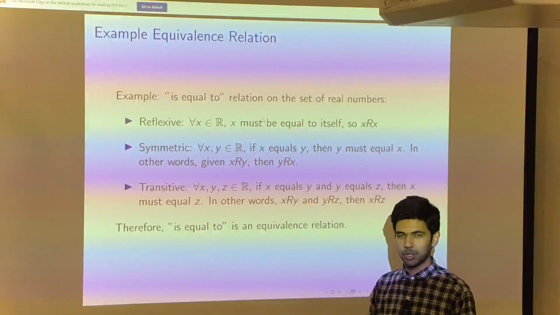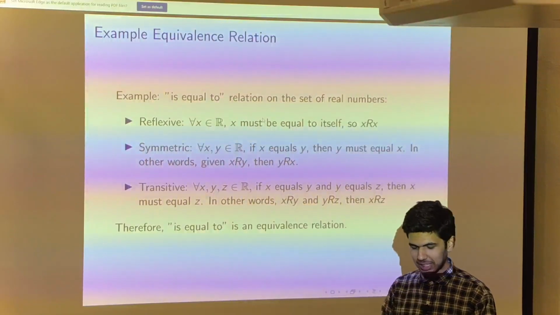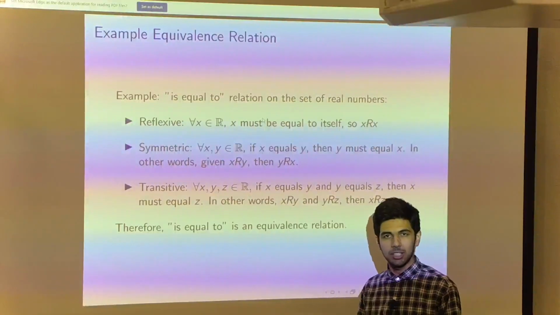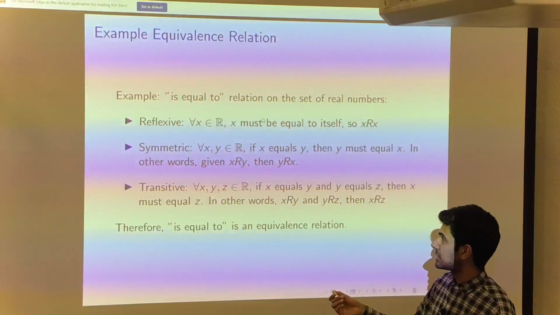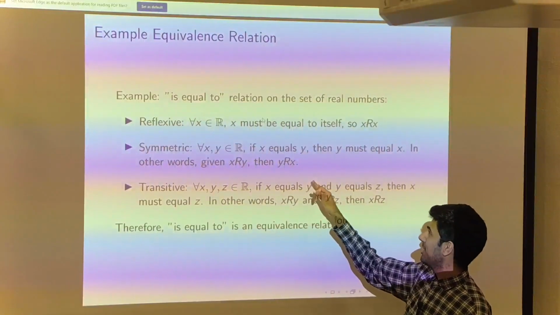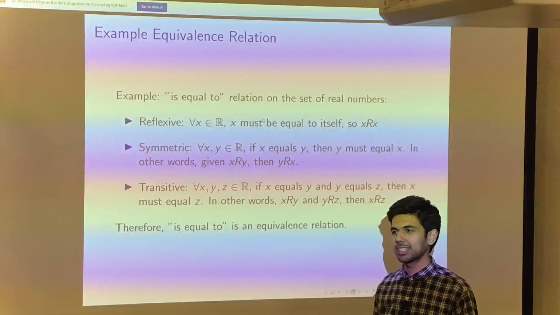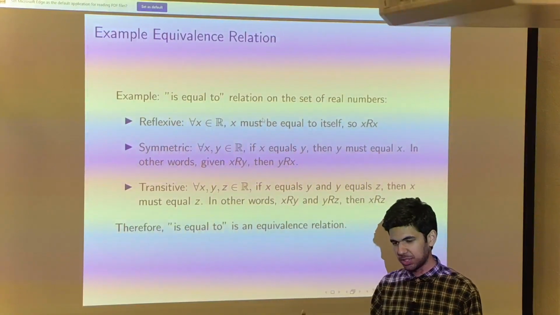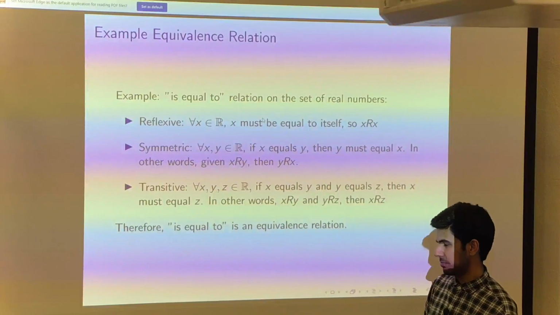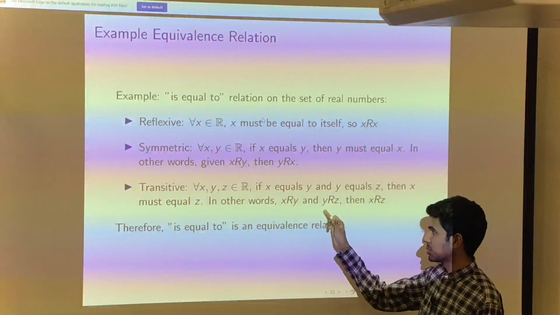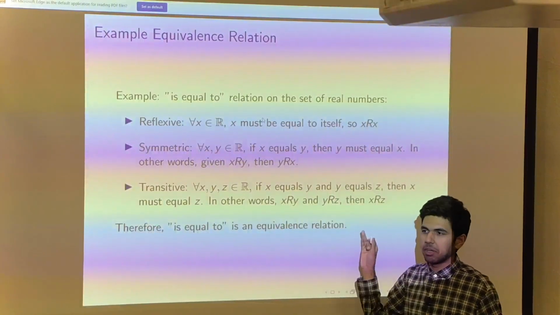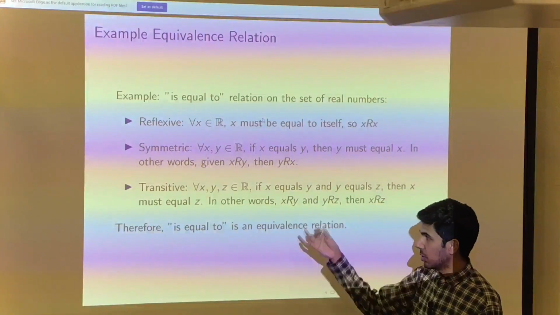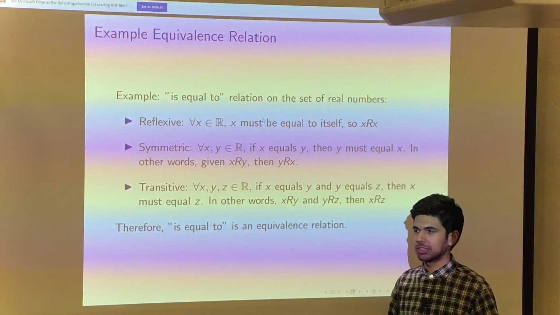For symmetry, we want to show for every two elements, X and Y, in our set, if X is related to Y, then Y is related to X. This is pretty simple. If X equals Y, then clearly Y equals X. So if X is related to Y, then Y is related to X. Pretty simple. Transitivity, very similar. If X equals Y and Y equals Z, then that must mean that X equals Z, so therefore we have transitivity as well. Those three properties hold, therefore it's an equivalence relation.